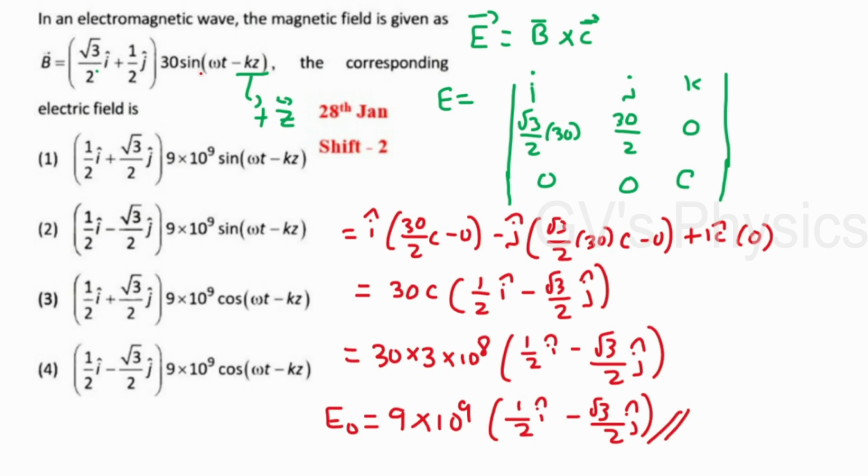So the wave function is in the sine form, so we can take only the sine function. And the maximum electric field value is 9 into 10 power 9, 1 by 2 i cap minus root 3 by 2 j cap. So we can check the option. Option 2 is the right answer.